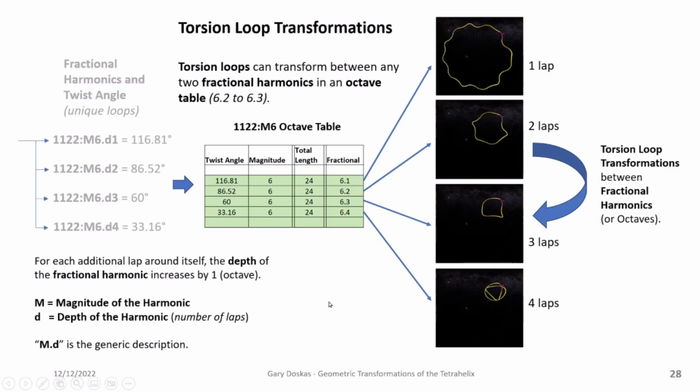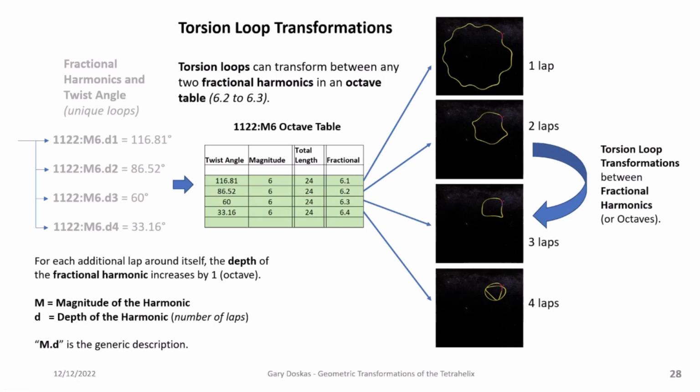So now this is a little bit more detail on what a torsion loop transformation is. We can take any one of these loops I identified in the previous video, of 1 lap, 2 lap, 3 lap, and 4 lap versions. I put all this data into a table I call an octave table. This is for a magnitude 6 in this example. And you can basically make a loop transformation between any two of these fractional harmonic points to make a torsion loop transformation that exhibits motion, which you'll see in the next couple of slides.